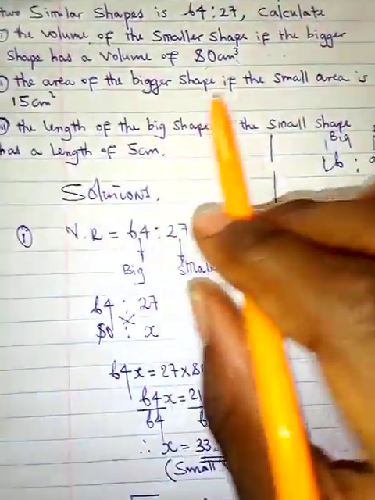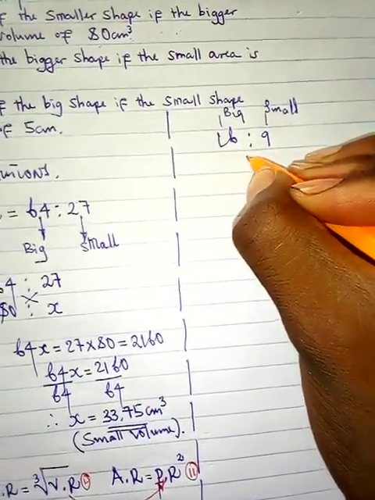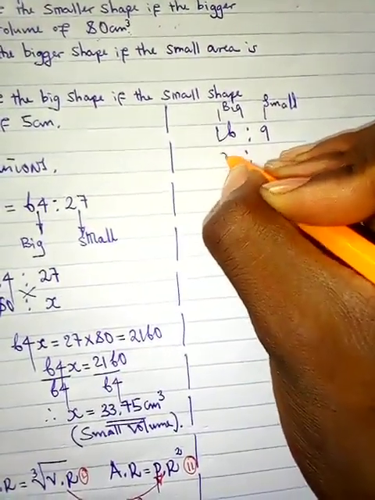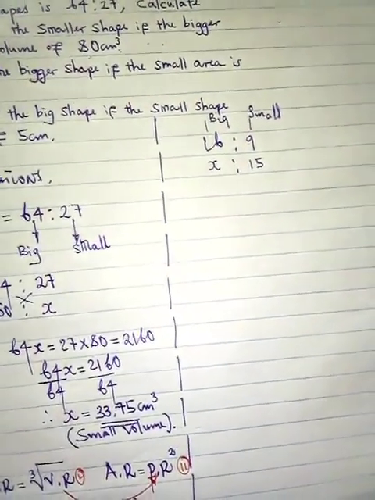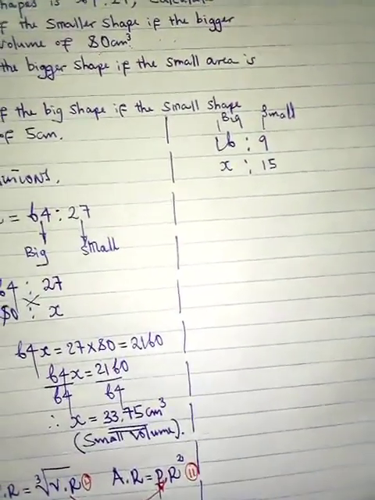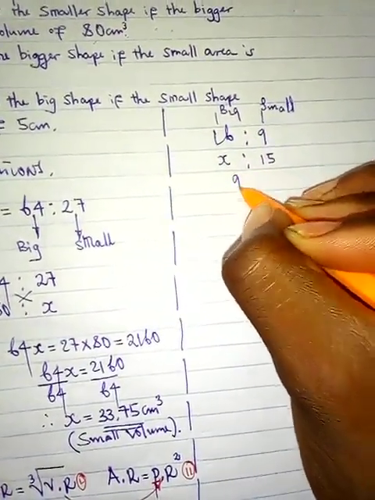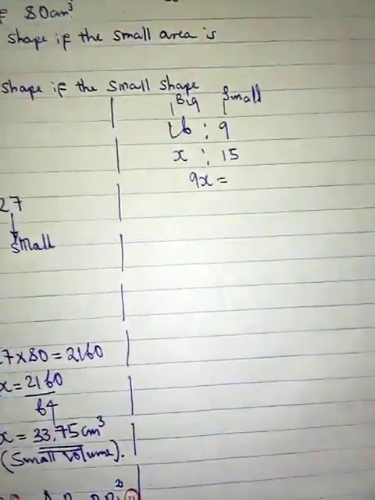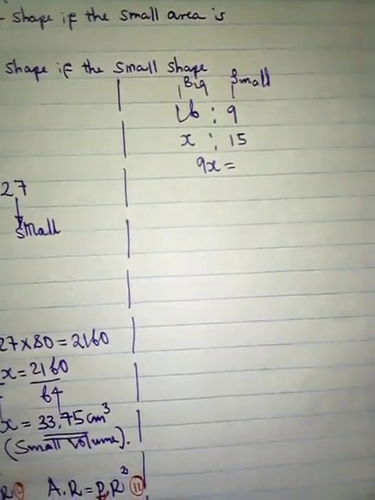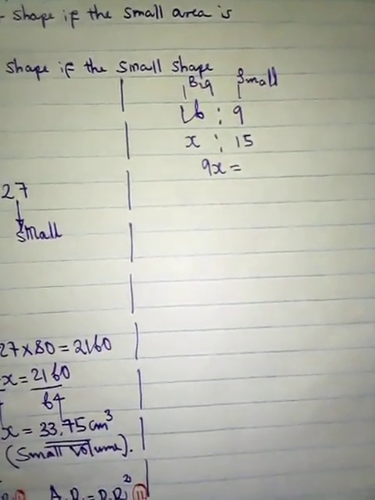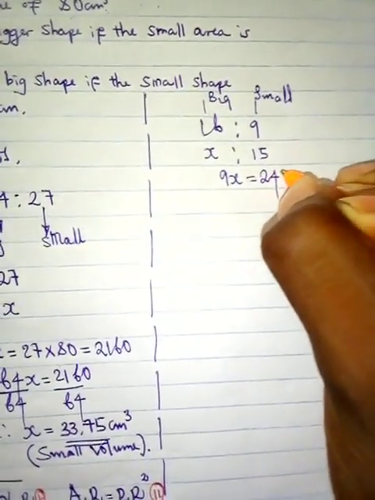The value that we have been given here is the small area, which is 15. So you don't know the big one, so it's just going to be x. Here it's 15. So when we reach this stage, definitely there will be a cross multiplication. So 9 times x, this is just going to be 9x, right? And then 16 times 15, the answer is simply going to be 240.